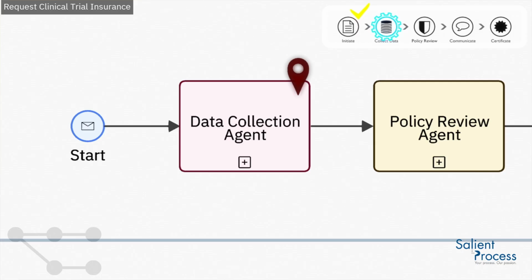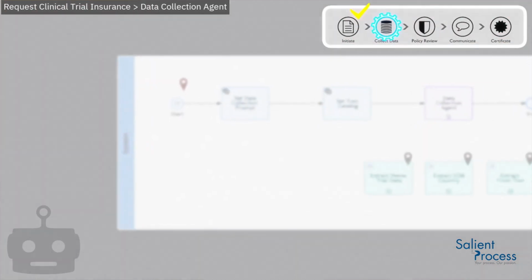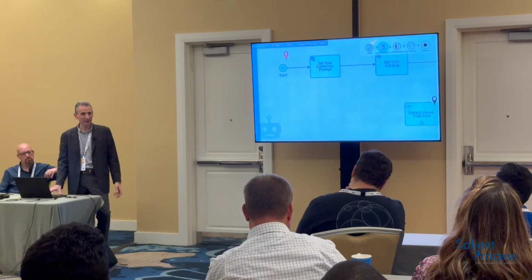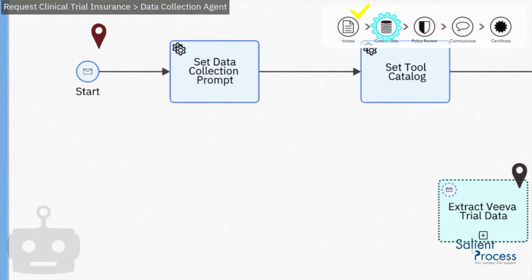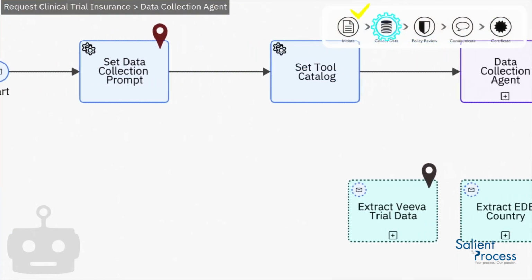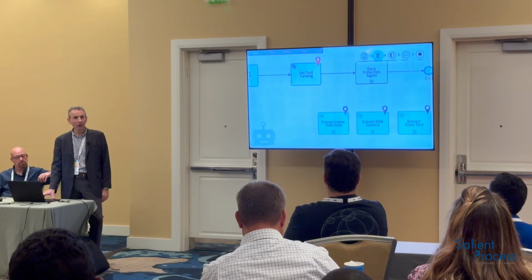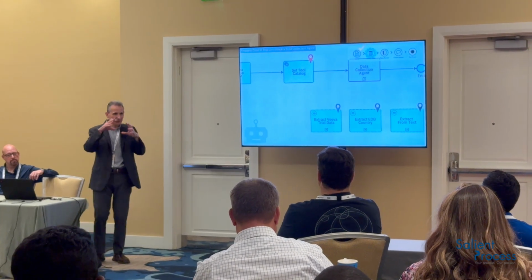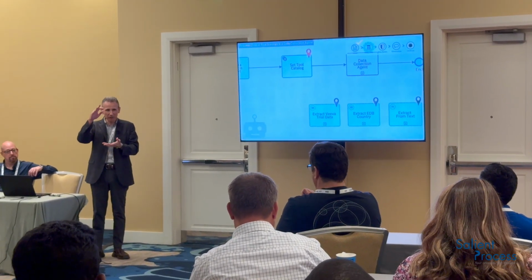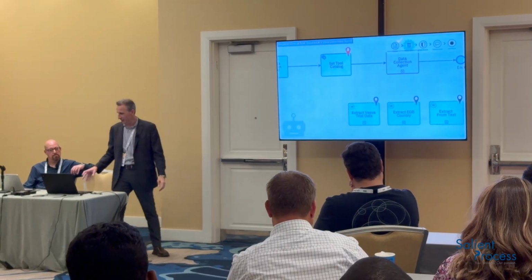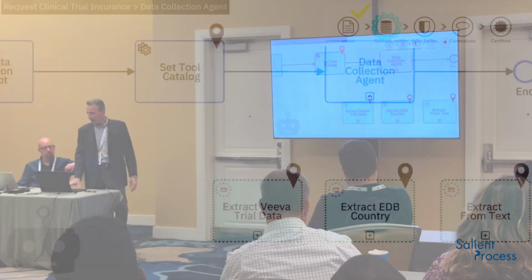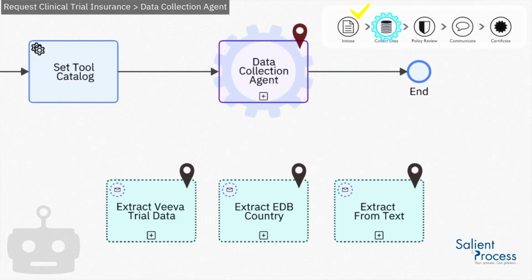So now I'm inside of my agent. Okay, it's not an agent, it's a process, right? And I'm going to set my prompt. You can set a catalog tool in your process, or you can use the little configuration capabilities that we have and just wire it in like this in this case. And then we reach the data collection agent.